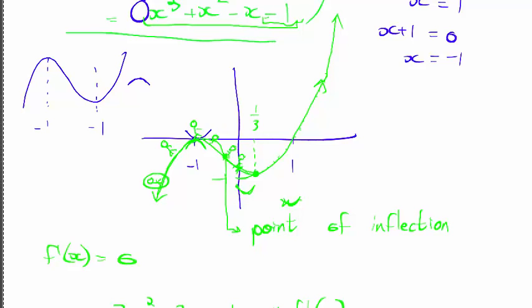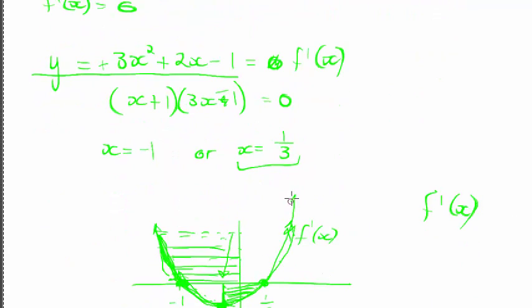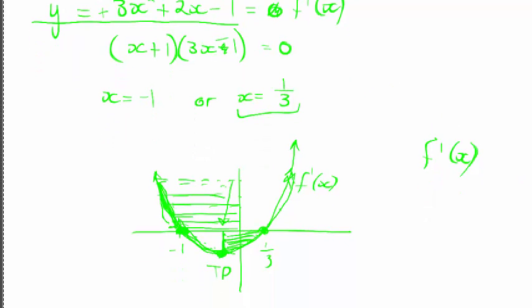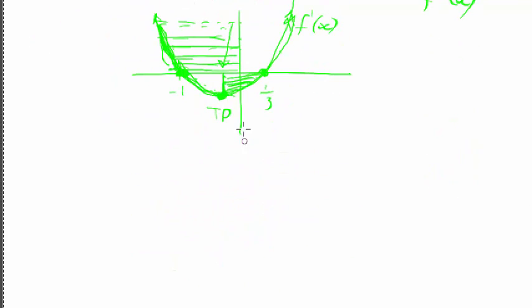Then my gradient starts increasing and increasing, and this thing just becomes steeper and steeper and steeper. Okay. Why steeper and steeper? Because the gradient is becoming more and more. Okay. Now, how do we find this thing's turning point? How do we find this? I want to find the gradient's turning point.